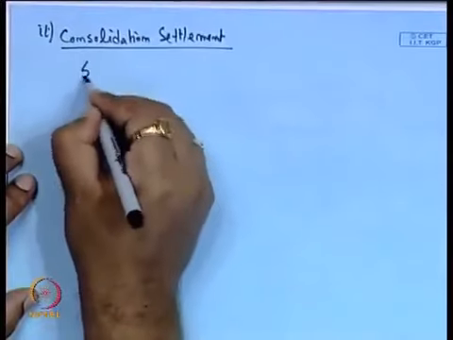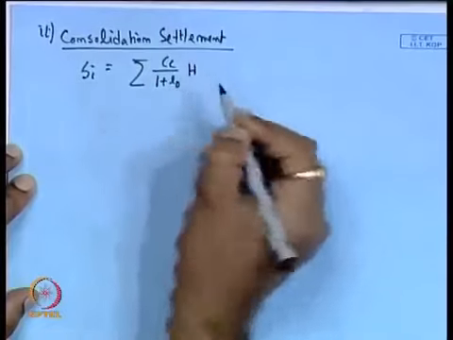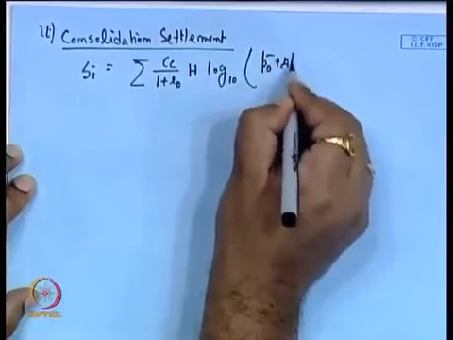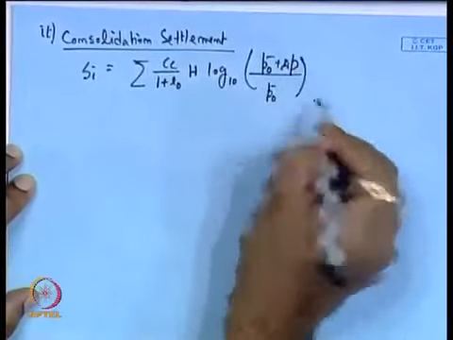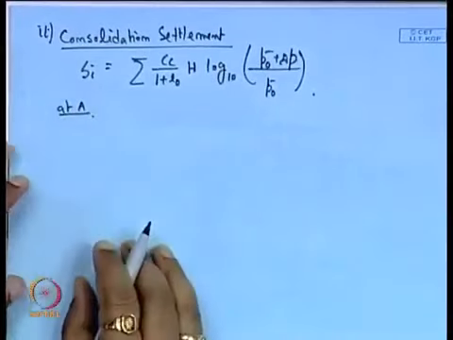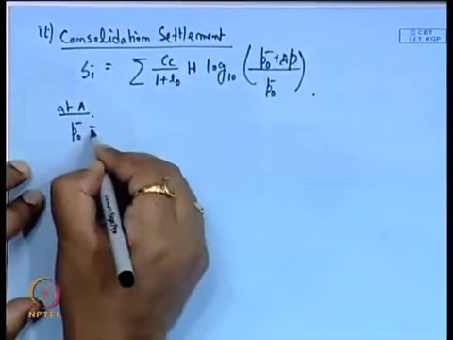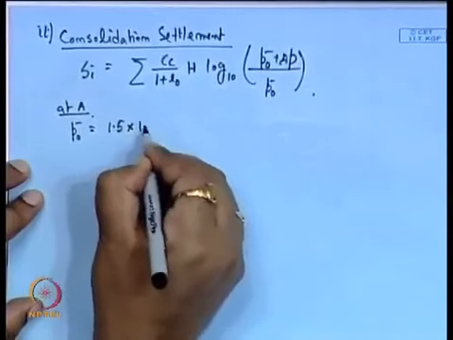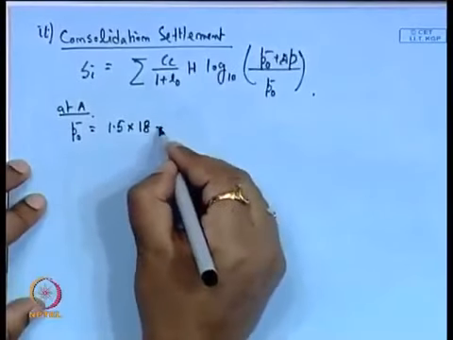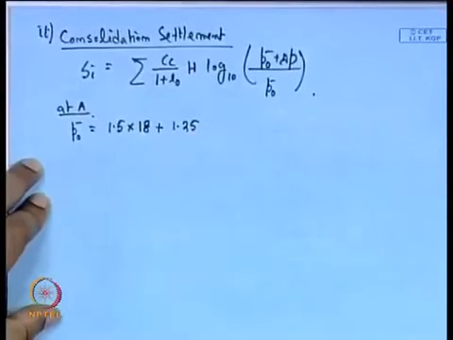So, consolidation settlement Sc is the summation of Cc divided by 1 plus e0, into thickness of each layer, into log 10 of (P0 bar plus del P) divided by P0 bar. Now, at A, as we are taking the middle point of each layer, P0 bar will be 1.5 into 18, because this is above the water table, that is why 18, plus below the water table we will consider this zone, 1.25, because this is the center of this layer.